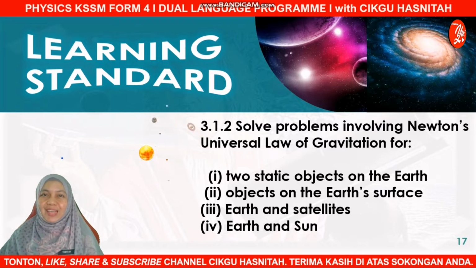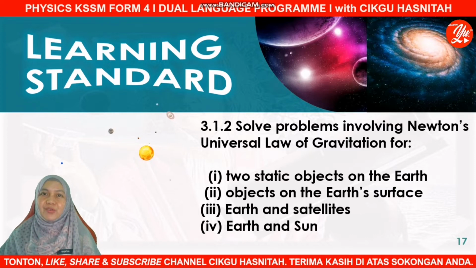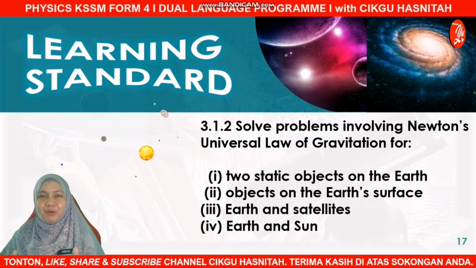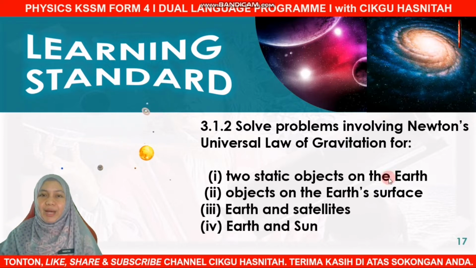Very good. So since you are clear with that, I guess now we can move on to the second learning standard, where I hope each and every one of you will know how to solve any problems involving Newton's universal law of gravitation for all the following. Number one, for two static objects on the Earth. Second, for objects on the Earth's surface. Number three, Earth and satellites. And number four, Earth and the Sun.